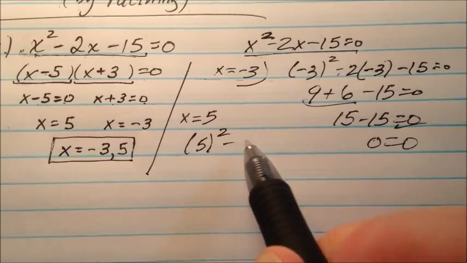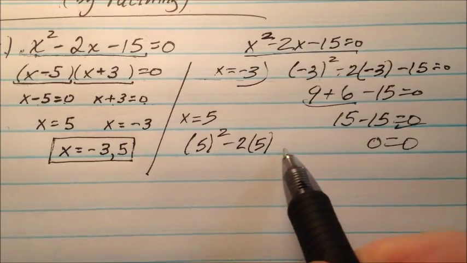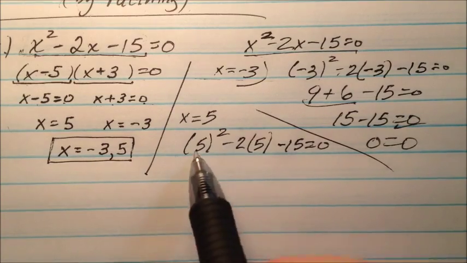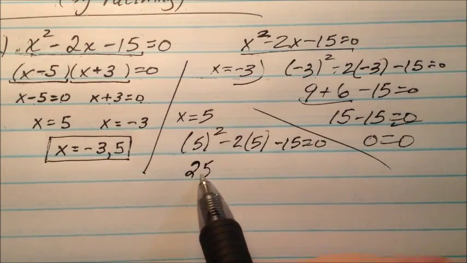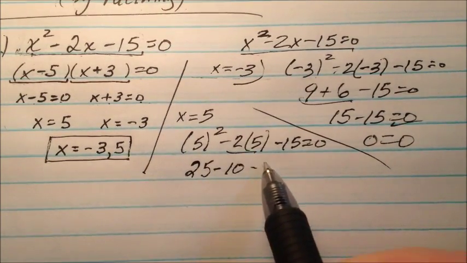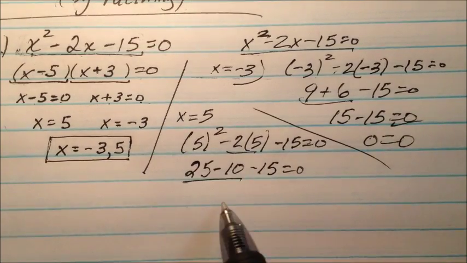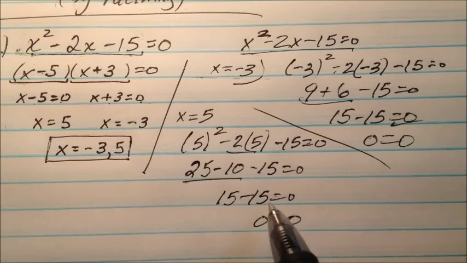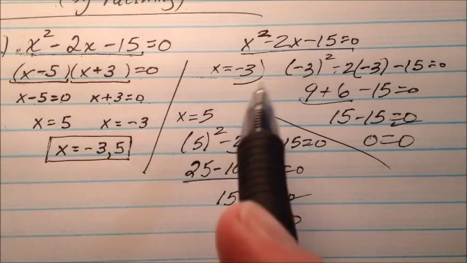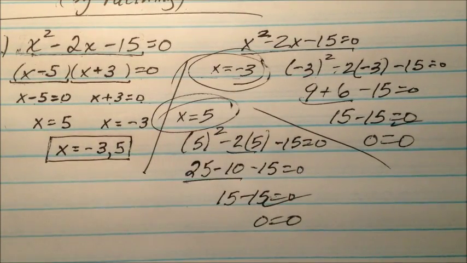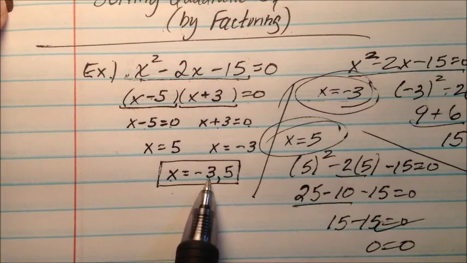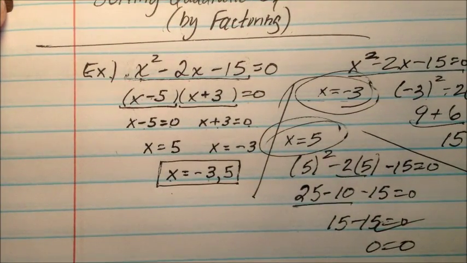So 5 squared minus 2 times 5 minus 15 equals 0 is how I'm going to set it up. 5 squared will be 25, minus 10, minus 15. So 15 minus 15 equals 0. 0 equals 0, and yes again. So I know that worked and that worked. So my answer that I got over here, x equals negative 3 and positive 5, is going to be correct.